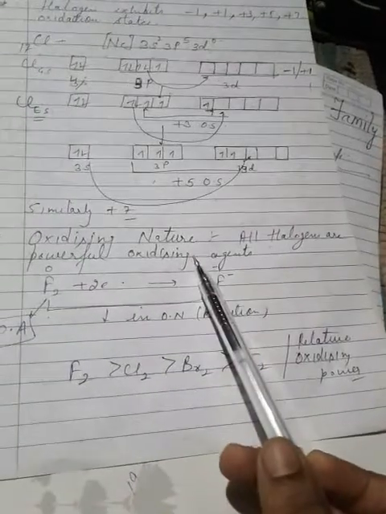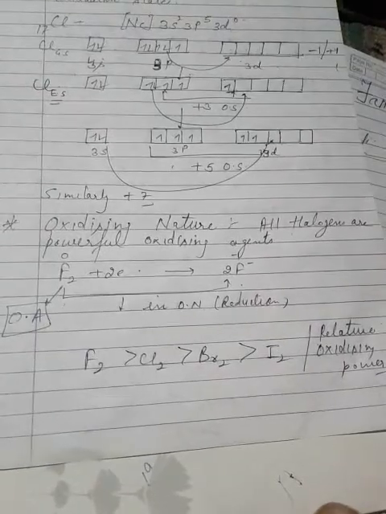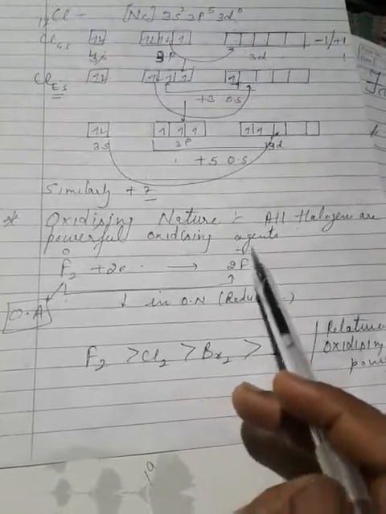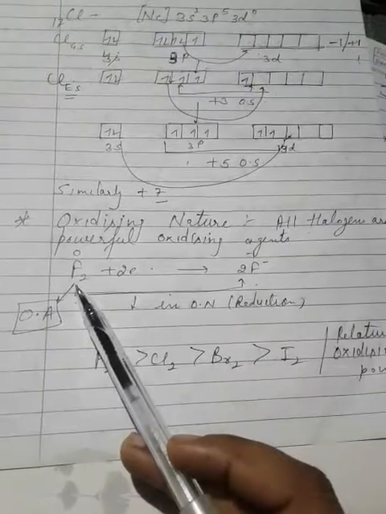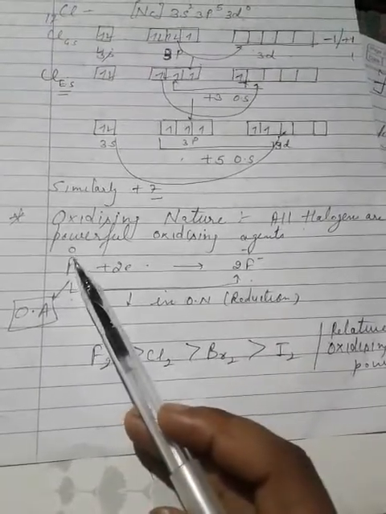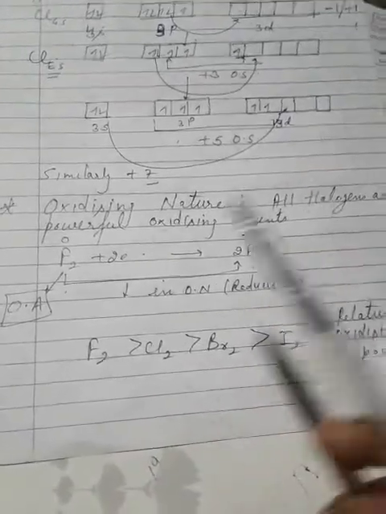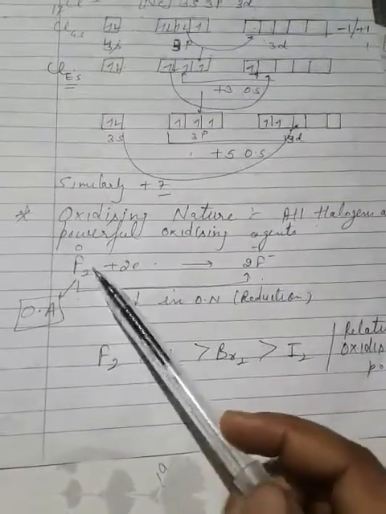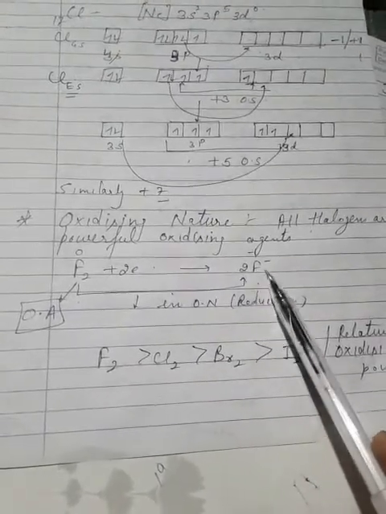Similarly, now we will cover our next important topic, that is oxidizing nature. First of all you should clearly understand this: all halogens are powerful oxidizing agents. Let us take the example of fluorine. Fluorine exists in diatomic form F2. F2, its oxidation state is 0. We know that fluorine, or group number 17, are the most electronegative elements in their respective periods. So they have a high tendency to accept electrons. When they accept electrons, they convert into the anionic form, that is 2F negative.